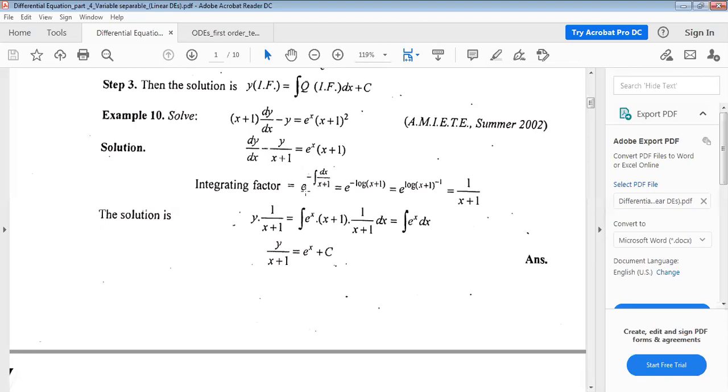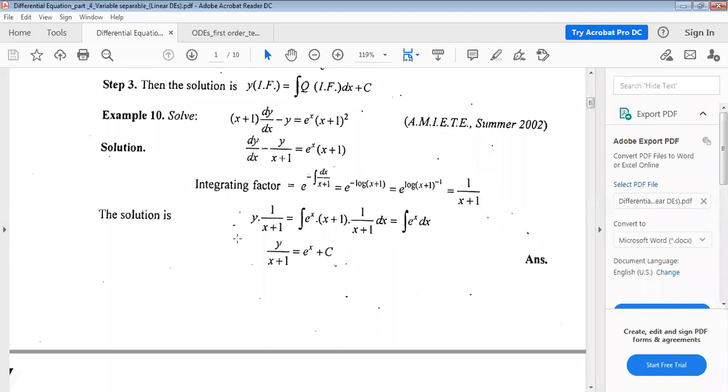So integrating minus integration p dx, then this integration of 1 by x formula is log x. Just taking minus 1 to the raising power, so log x plus 1 to the power minus 1, then it will be e to the log, cancelled by the properties of logarithm. We can write this as 1 by x plus 1.